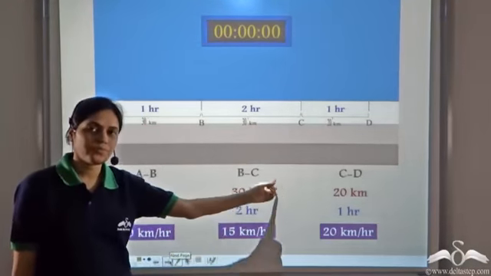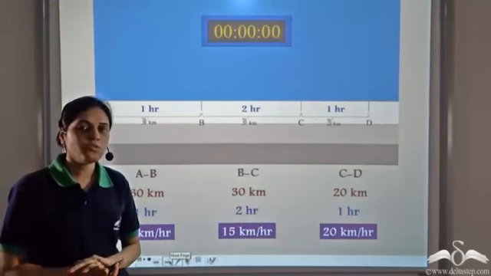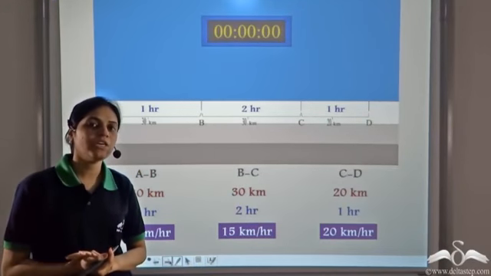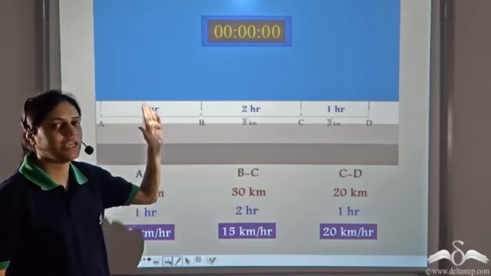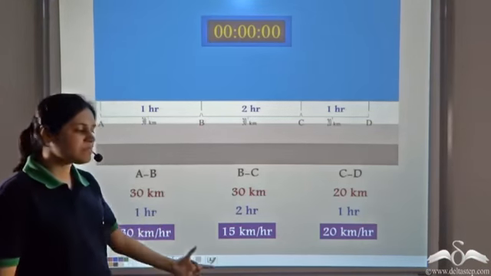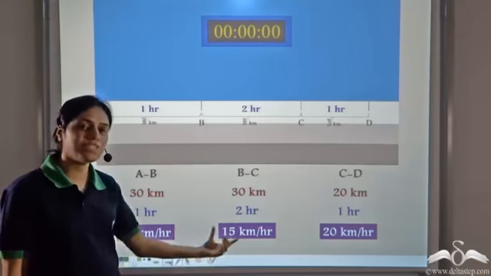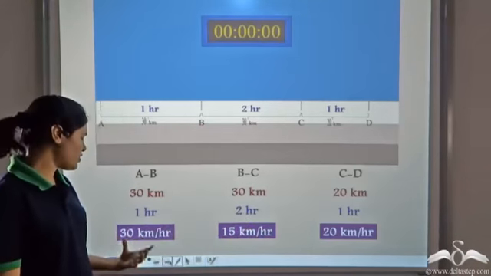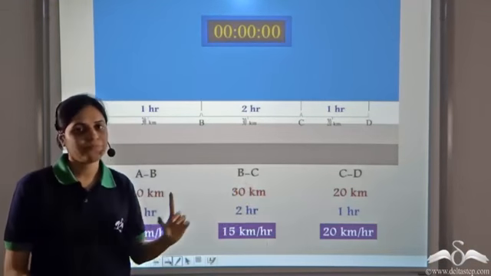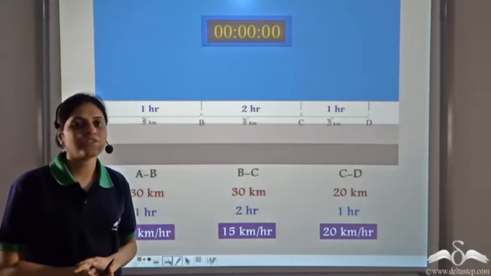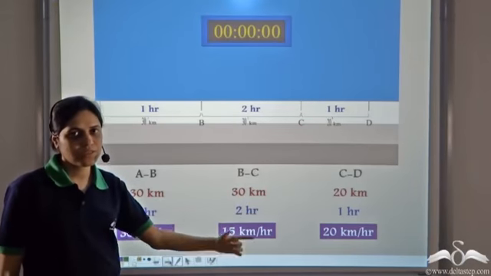So what if I ask you, what was the speed of Jerry over the course of the entire journey? That is from A to D. Which of these speeds would you choose? Because each of these speeds is different. So will you say 30 or will you say 15 or will you say 20? Well, the answer is actually none of these.